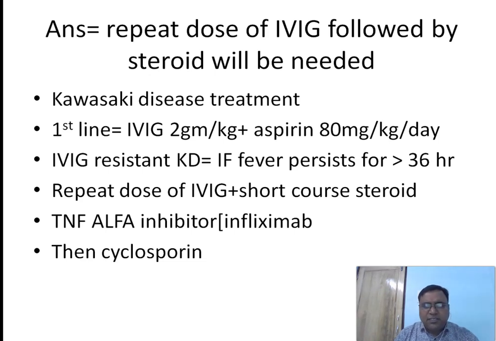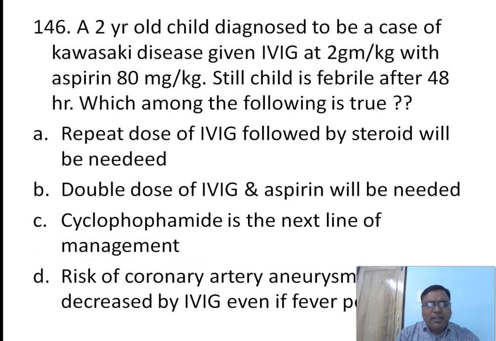So Kawasaki disease, the first line treatment is IVIG at 2 gram per kg plus aspirin 80 mg per kg per day. IVIG resistant Kawasaki disease: if fever persists for more than 36 hours, then we can say this is resistant to IVIG. The plan of action is repeat dose of IVIG plus short course of steroid. TNF alpha inhibitor, infliximab, also can be used as the second line of treatment. Then if fever is still persisting, we can think of cyclosporin. So here the answer is repeat dose of IVIG followed by steroid will be needed.